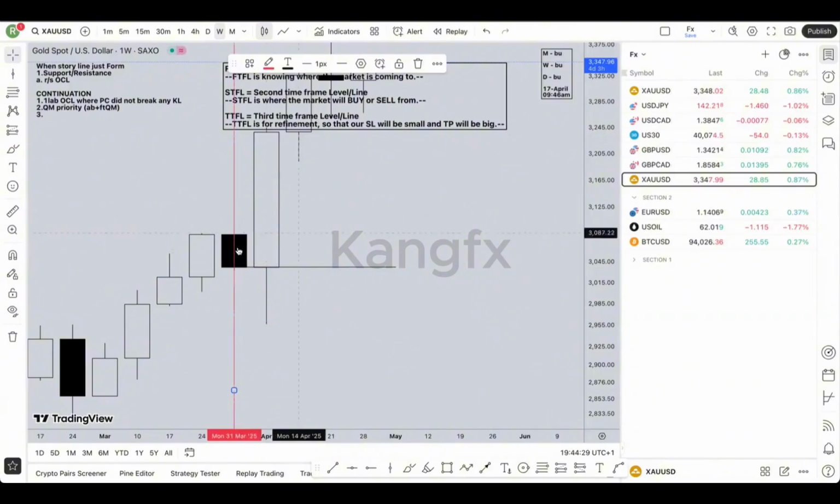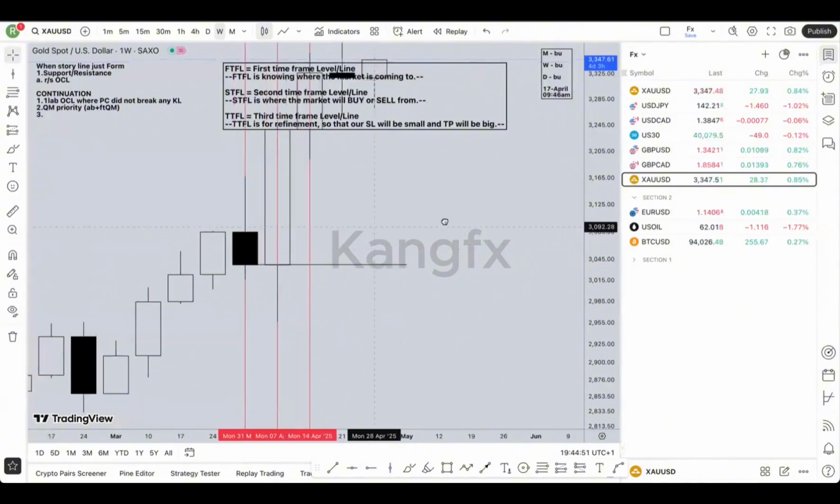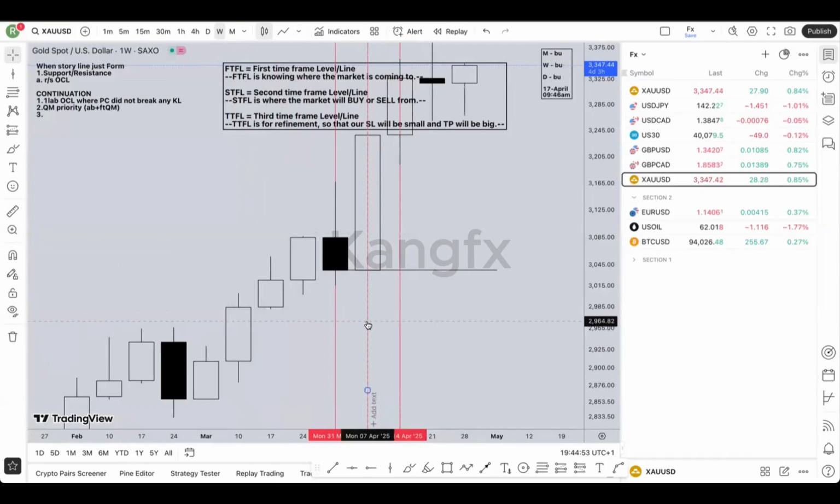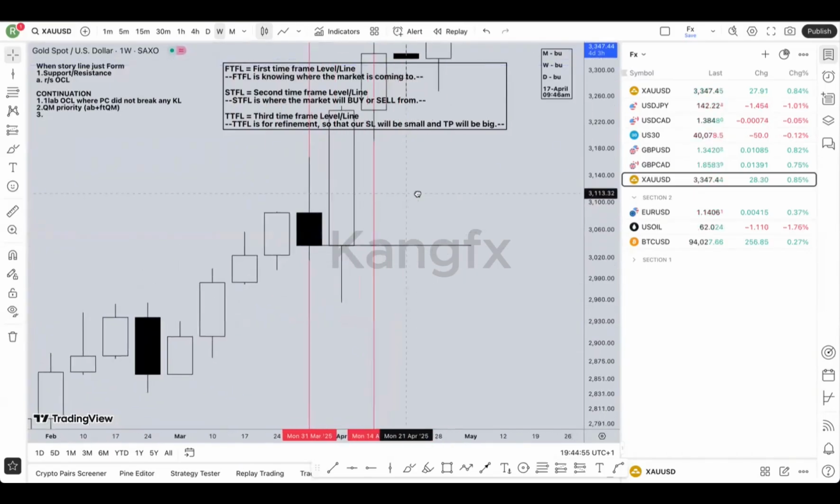You mark the first candle because this candle started here and ended here. That's where the black candle started and ended. And this second candle that completed the full structure of the support started here and also ended around here. So we are going to mark started here, ended here. Now, I'll remove the one in the middle. Inside this area, that's where we're going to look for our STFL.